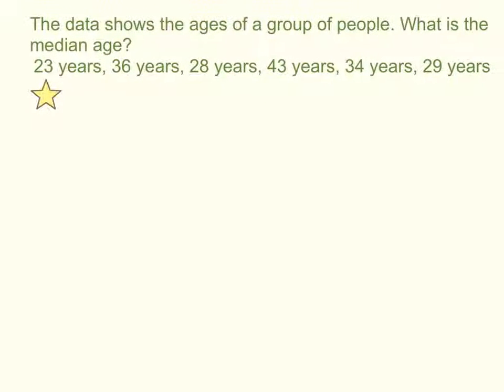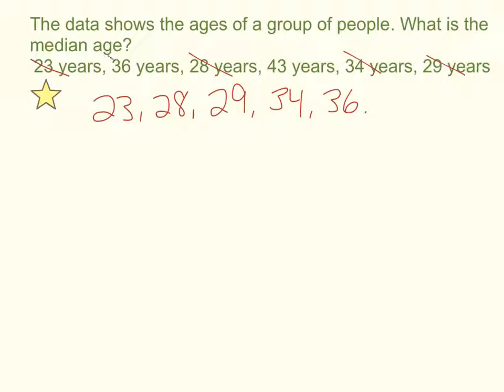So first we would have 23, and then cross it off, 28, and then cross it off, 29, 34, 36, and 43. And now remember, the median is the middle number of the data. So we could start with our lowest number and cross it off, then go to our highest number, then back to our lowest, back to the next highest, and then we have two numbers left in the middle.